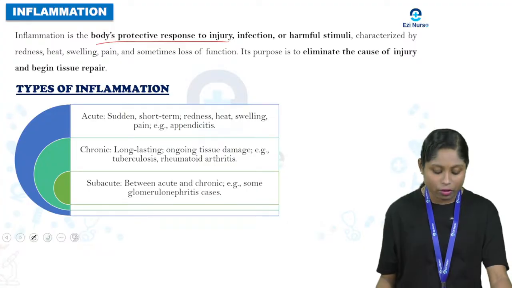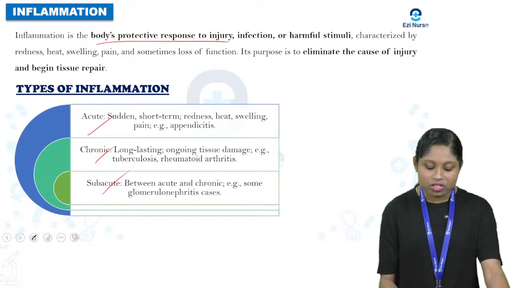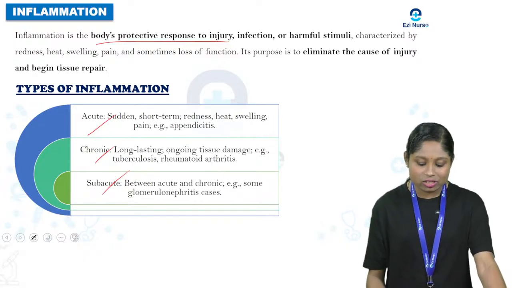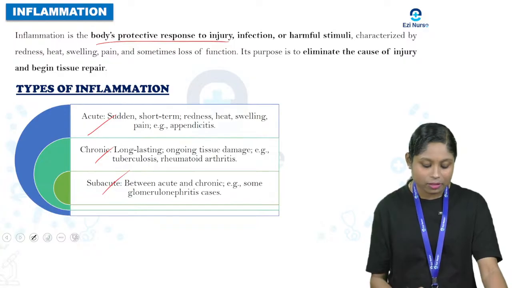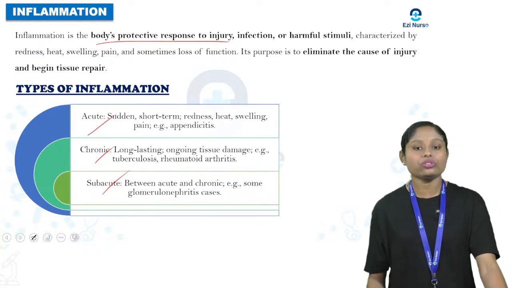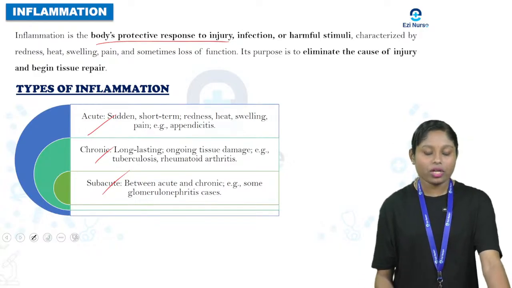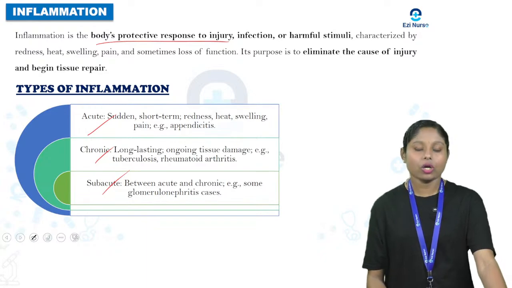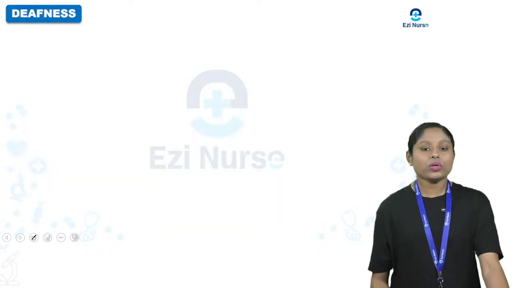So what are the types of inflammation? Acute, chronic and subacute. What is acute? Sudden, short-term, with redness, heat, swelling. Example, appendicitis. Chronic: long-lasting, with ongoing tissue damage. Example, tuberculosis, rheumatoid arthritis. Subacute: between acute and chronic. Example, some glomerulonephritis cases.